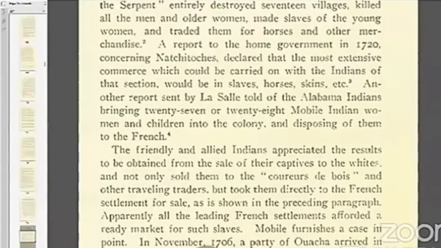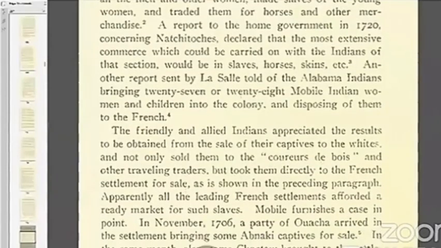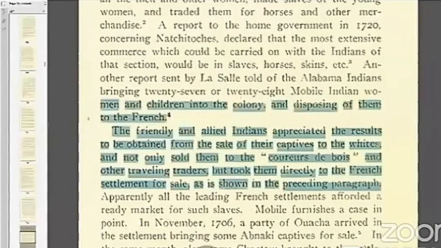The friendly and allied Indians appreciated the results to be obtained from the sale of their captives to the whites, and not only sold them to the couriers, the boers, and other traveling traders, but took them directly to the French settlement for sale, as is shown in the preceding paragraph.